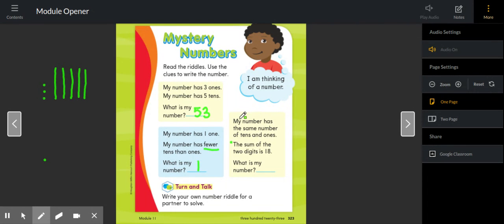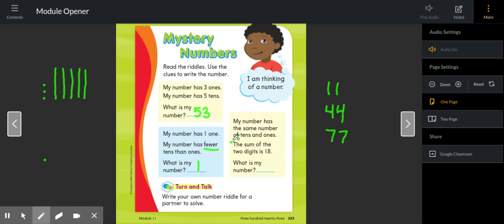The next one says, my number has the same number of tens and ones. So that would mean if I have 4 tens, I have 4 ones. If I have 3 tens, I have 3 ones. So let's take a few examples of that. So let's say I have 4 tens and 4 ones. The number 44 would be an example. Another number that would have the same number of tens and ones would be 77. Or even 11. It has 1 ten and 1 one.